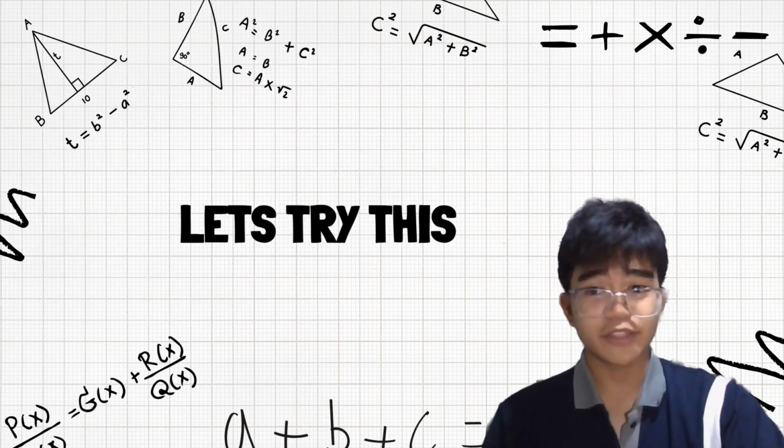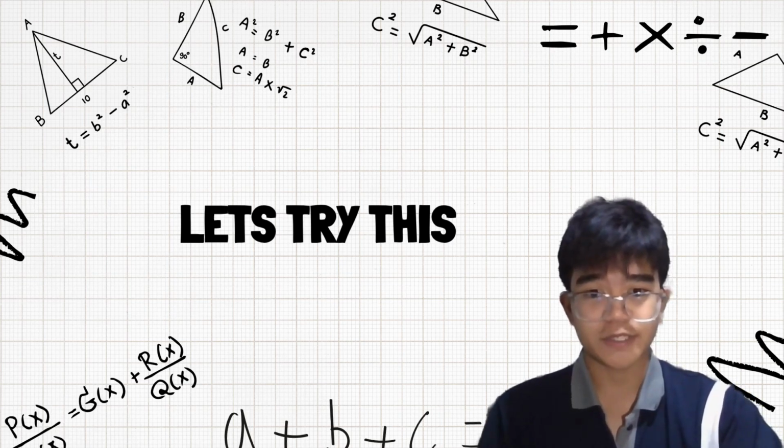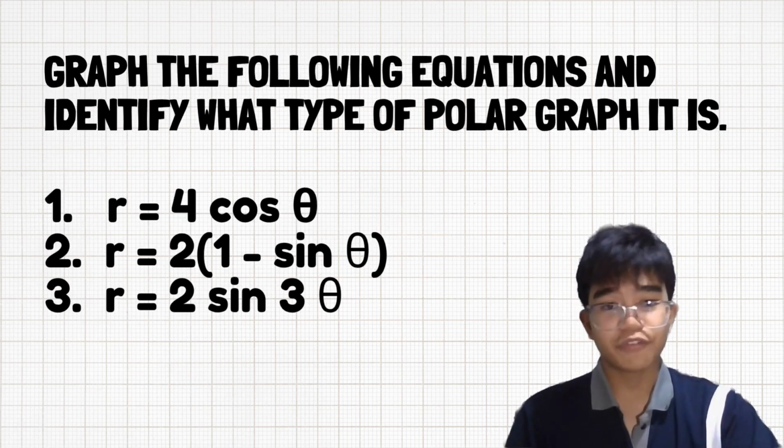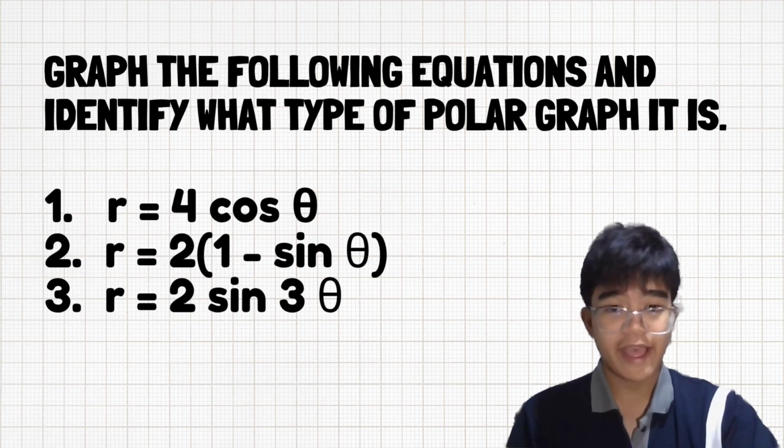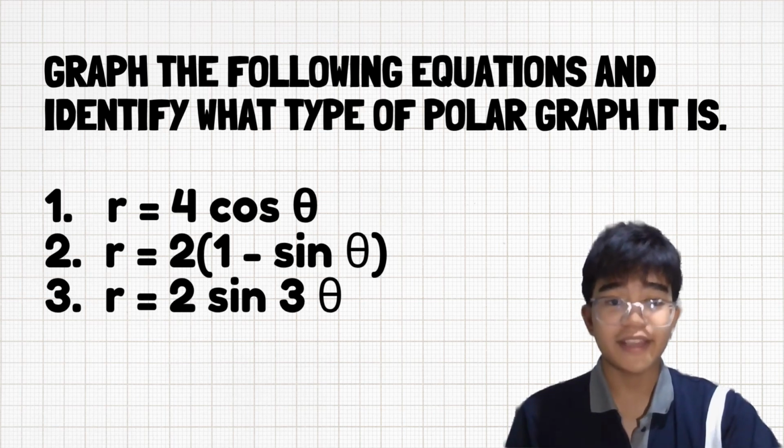Now let us try to graph these polar equations. Graph the following equations and identify what type of polar graph it is. Number 1, we have r is equal to 4 cosine theta. Number 2, r is equal to 2 times 1 minus sine theta. Number 3, r is equal to 2 sine 3 theta.